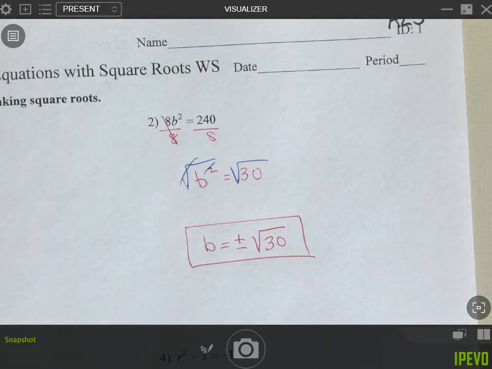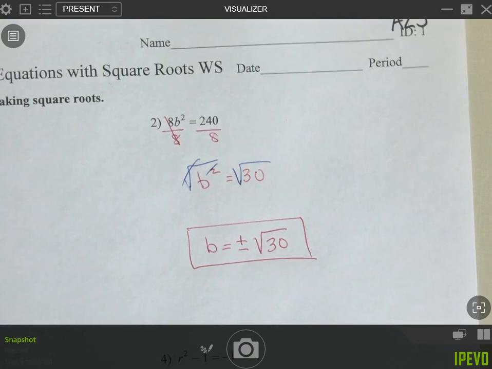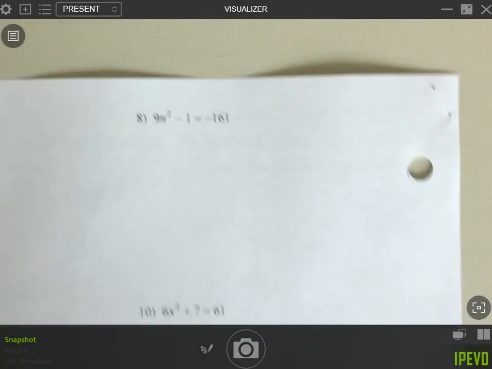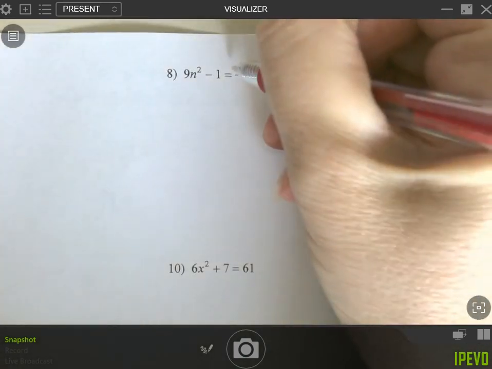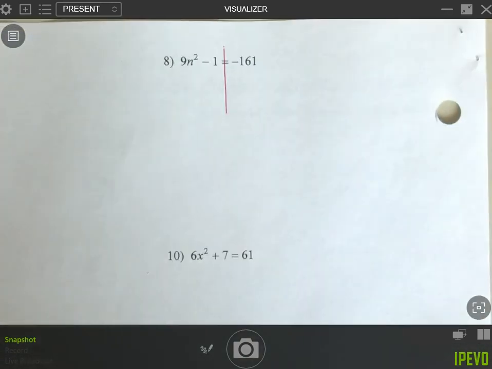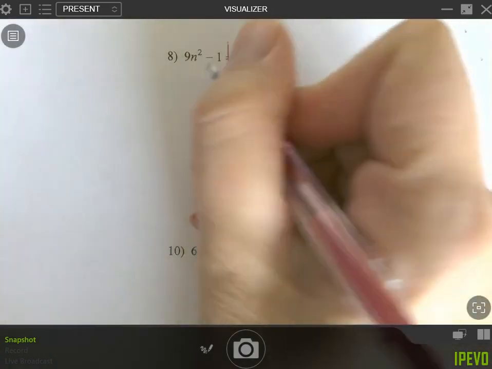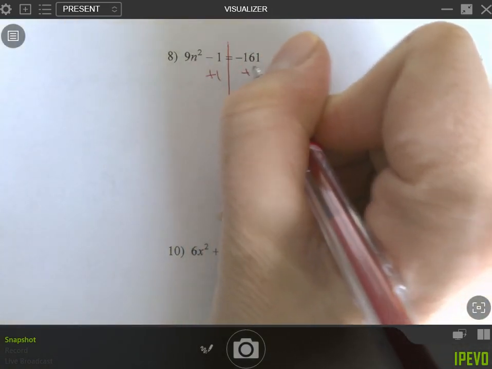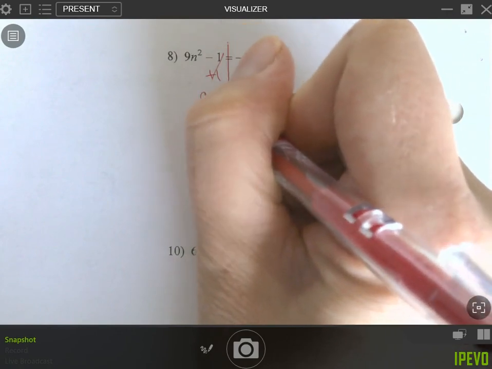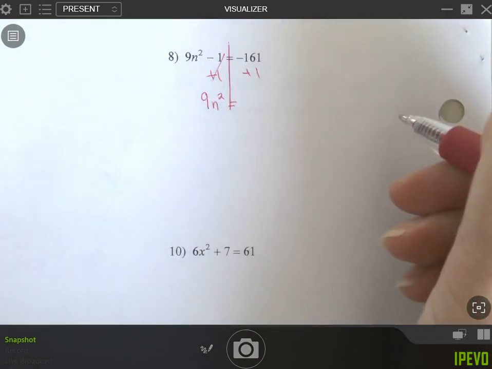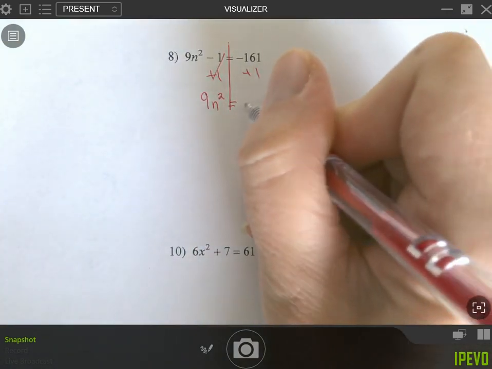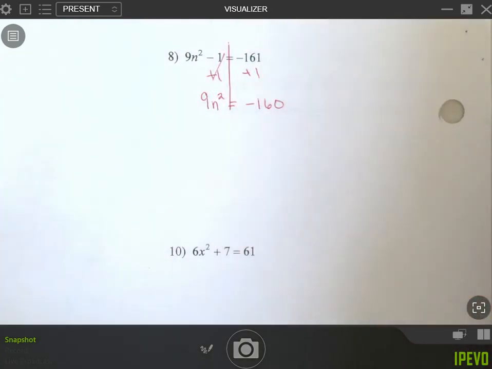Let's look on the back at number 8. Flip it over to the back, number 8. So we need to isolate the square, cross the line, change a sign. What are we getting rid of first, the 9 or the minus 1? The 1. So cross line, change a sign. Plus 1. I get 9n squared equals what? Negative 160.